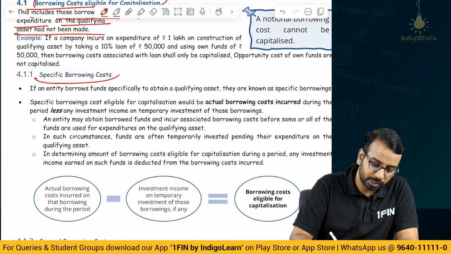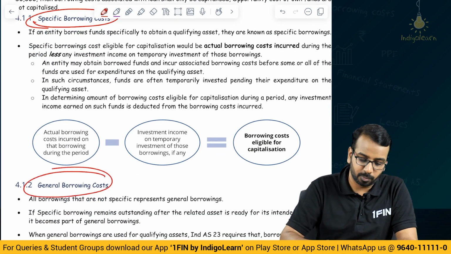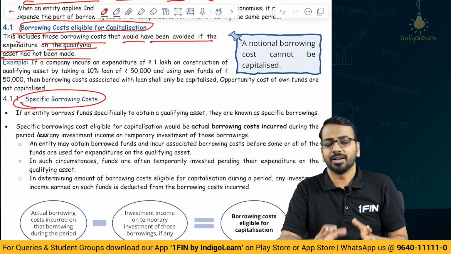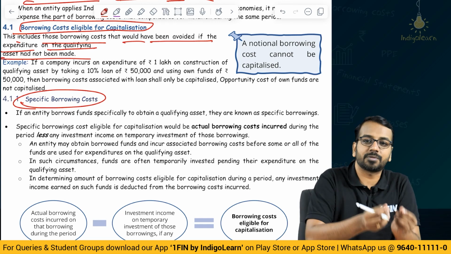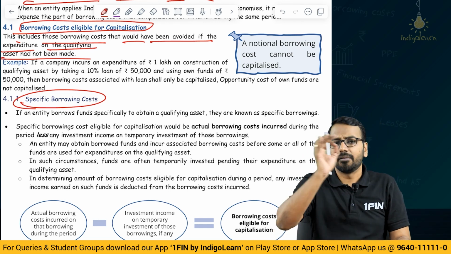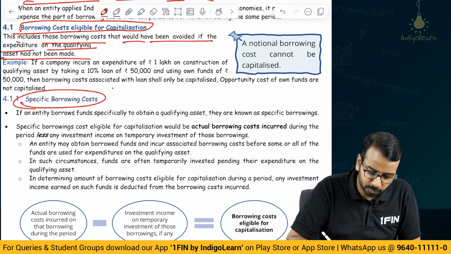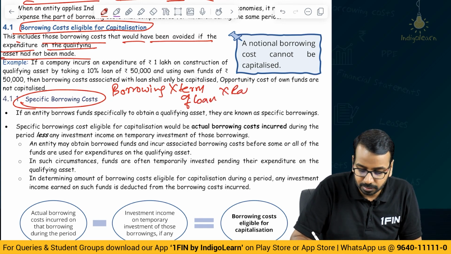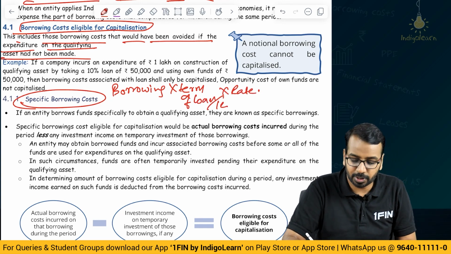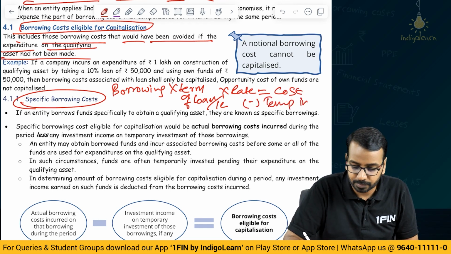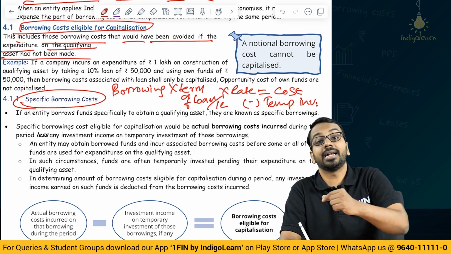Now there are two types of borrowing cost. One is specific borrowing cost and another one is general borrowing cost. Specific borrowing cost is a borrowing which I have done for the specific asset. So the question will tell you, the entity borrowed rupees 5 lakhs for construction of a building. That is a specific borrowing. For specific borrowing cost, very simple principle, no need to break your head. Take the borrowings, multiply by the term of the loan, divided by 12, multiplied by the rate. This is your cost. Minus, if there is any temporary investment income, you will deduct that, and the entire amount is capitalized.